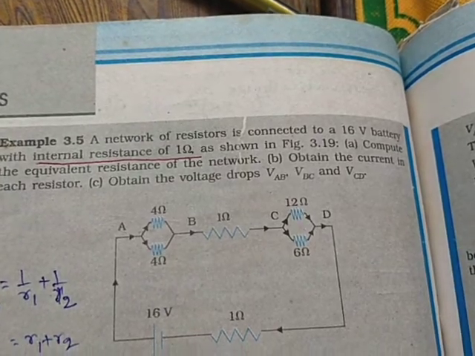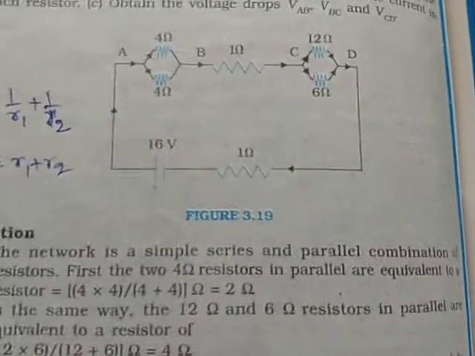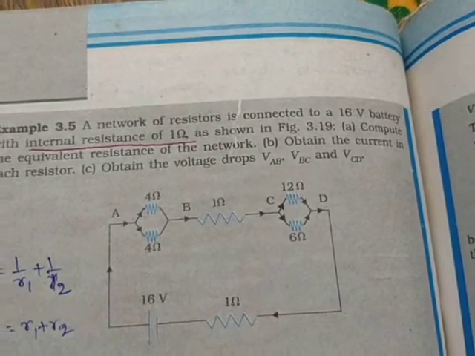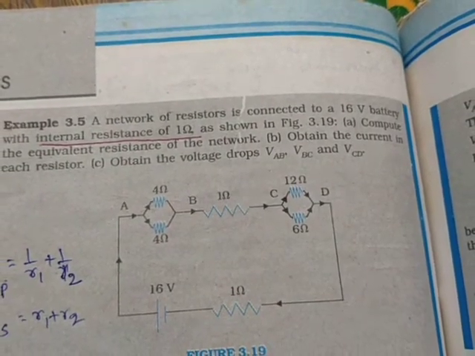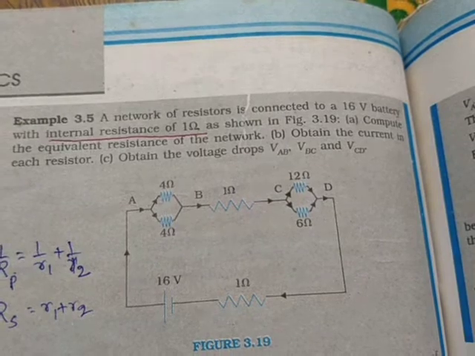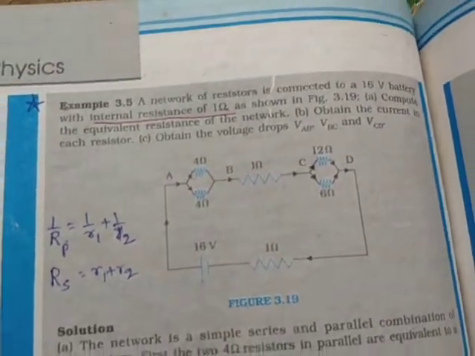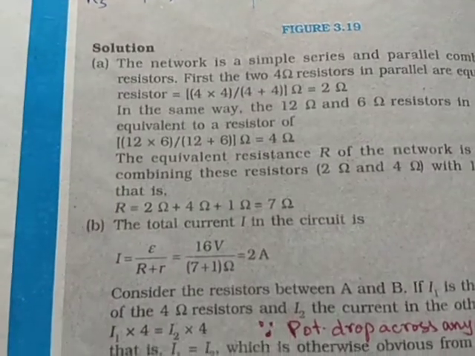Here 1 ohm is representing the internal resistance of the cell. So the total equivalent resistance of the network having 2 ohm, 4 ohm and 1 ohm in series becomes 7 ohm altogether. So this is how we got the equivalent resistance of the combination.